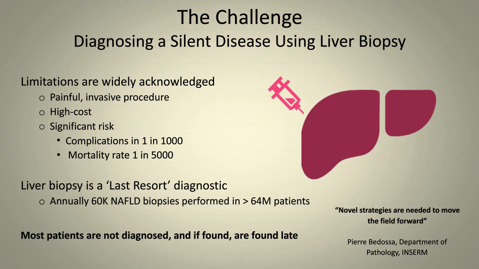In fact, annually it's suggested that only about 60,000 liver biopsies are performed, despite the fact that over 64 million people are suspected to have fatty liver. So most are not diagnosed, and if found, are found too late. And I highlight this last phrase because when we get to the healthcare utilization data that was presented at AASLD, we're going to highlight the fact that when these people are found, they're found in a decompensated state. And we have to do a better job of finding these people before they get there.